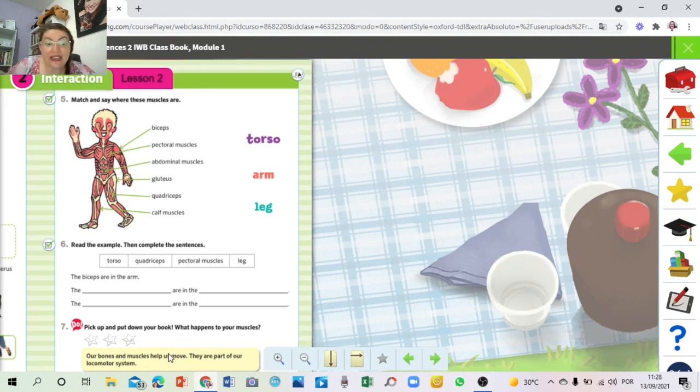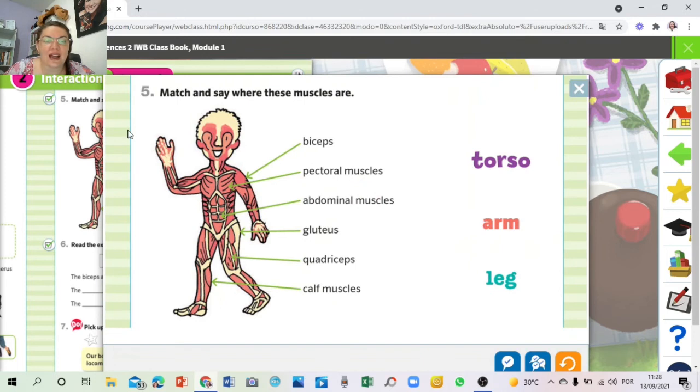Ok? Então, eles, os bones e os muscles, são parte do nosso locomotor system. Do nosso sistema locomotor. Great. It's very interesting. Okay? Yes. And let's go to exercise number 5.